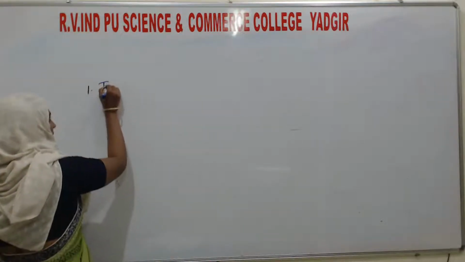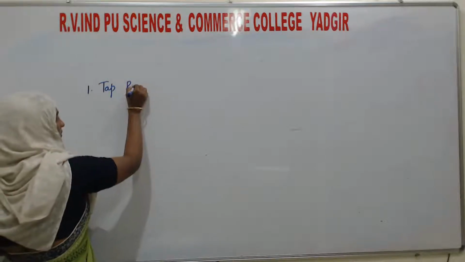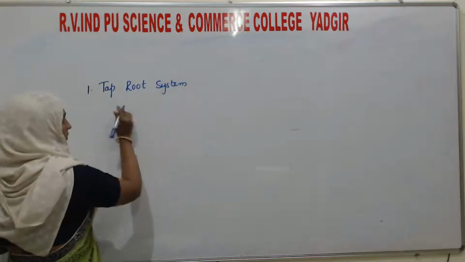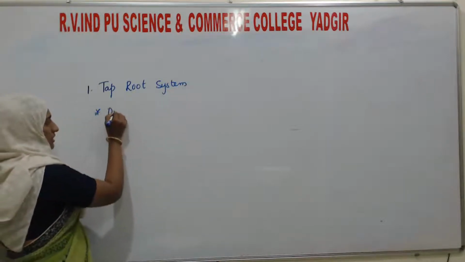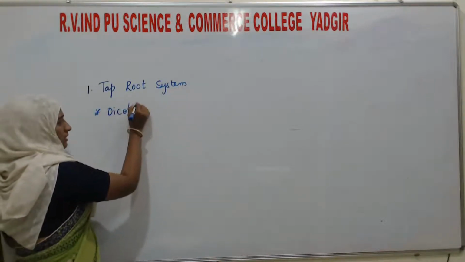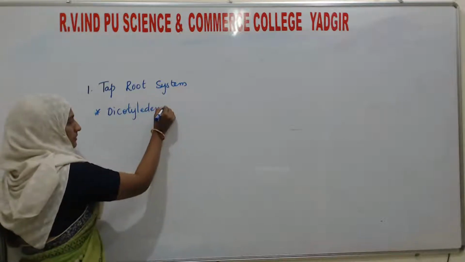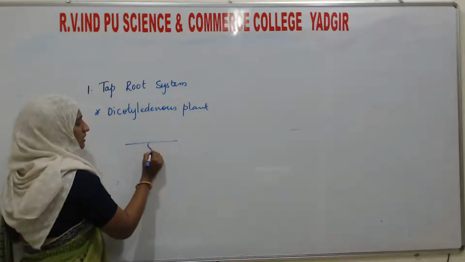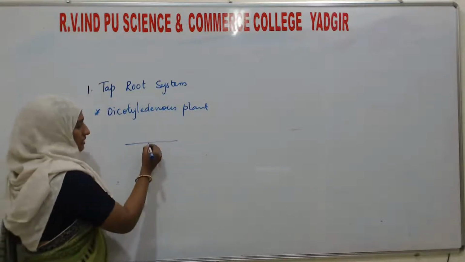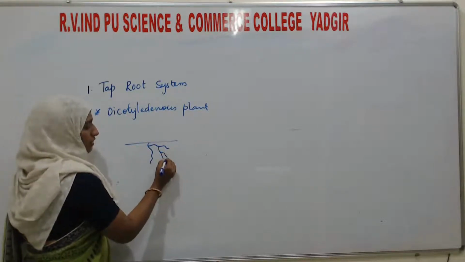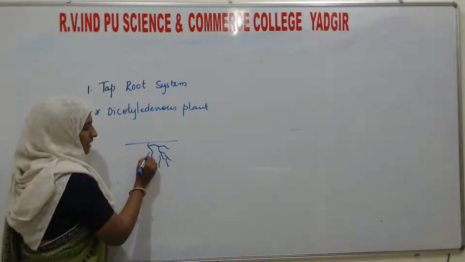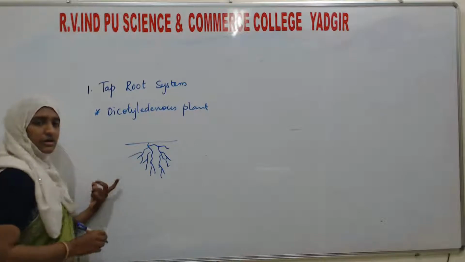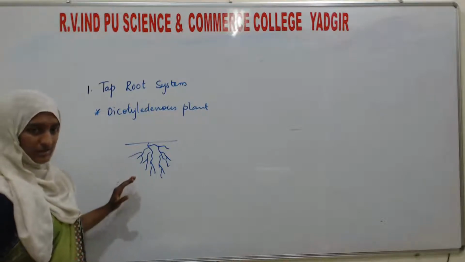See, first one, taproot system, which is mostly found in the dicotyledonous plants. Here a primary root will form certain branches to form a secondary root, then a tertiary root. Okay, this is the taproot system.